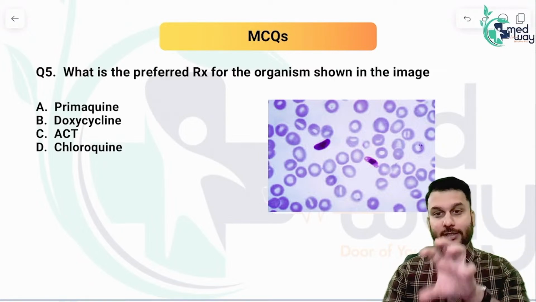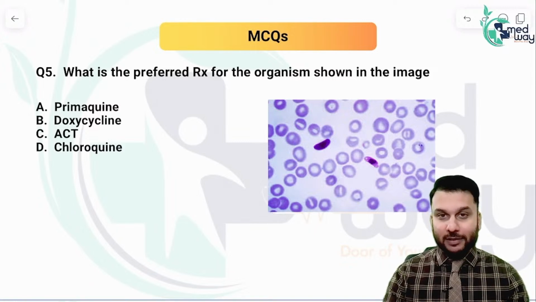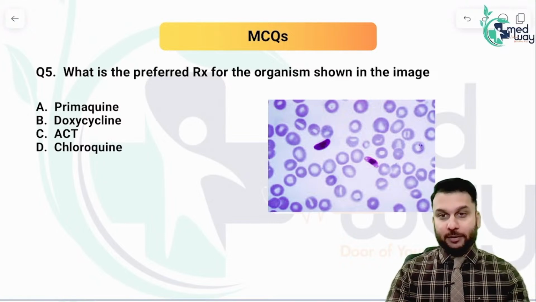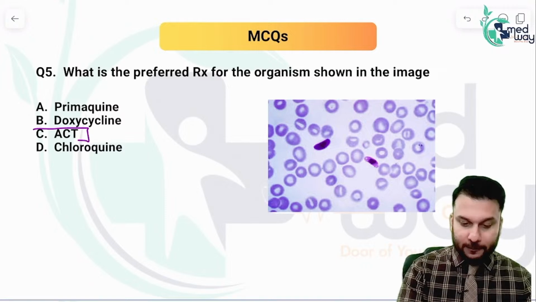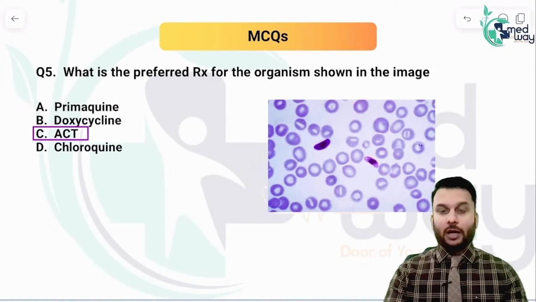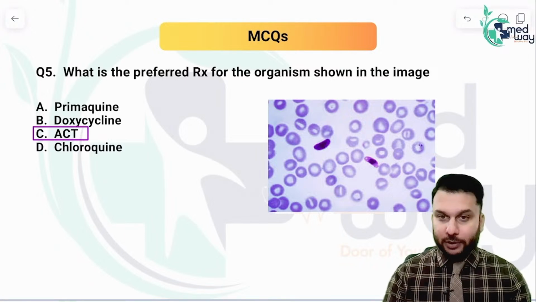Now we know that this is a banana-shaped gametocyte from falciparum. They asked what is the treatment of this. The treatment of falciparum is none other than what we call ACT, artemisinin combination treatment.